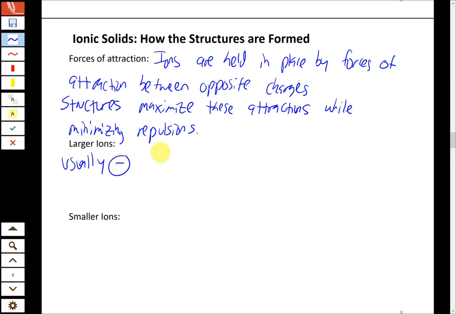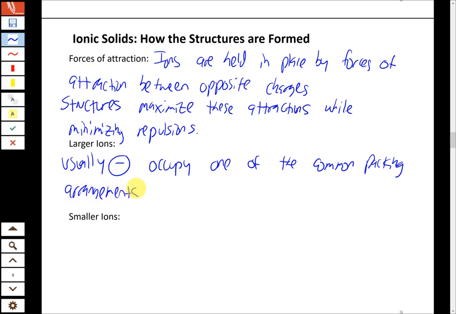And so those larger ions are going to occupy one of the common packing arrangements that we've already talked about for metals. And usually it's going to be one of these three. We'll talk about the first two in more detail: primitive cubic or face-centered cubic. And there are, of course, hexagonal ionic compounds as well, but we're not going to get into those structures in this course. But the larger ions, usually the anions, are going to arrange themselves in one of those arrangements, either primitive cubic or face-centered cubic.